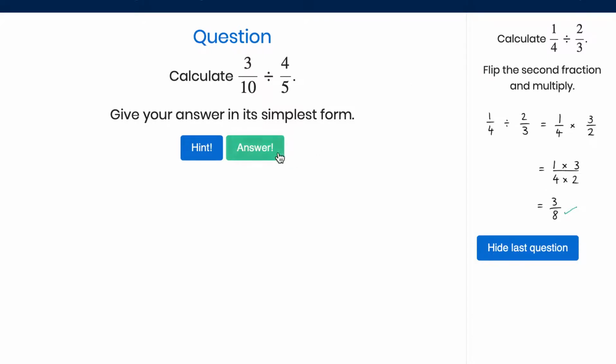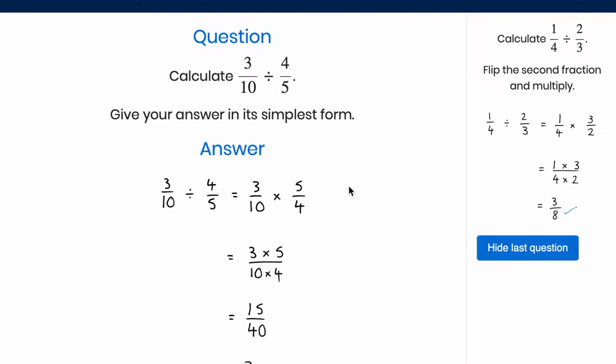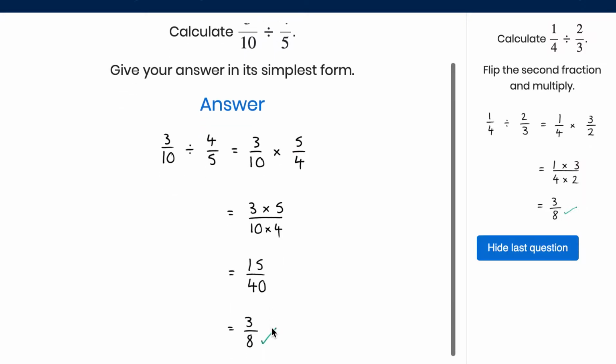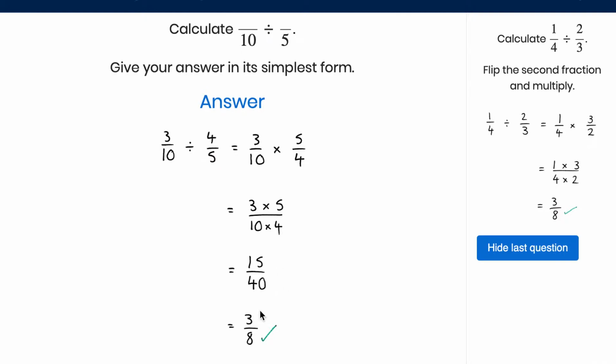Okay, so here is the answer. Again, we flip the second fraction and multiply. So 3/10 divided by 4/5 becomes 3/10 times 5/4, which is simply 3 times 5 over 10 times 4, and that comes to 15/40, because 3 times 5 is 15 and 10 times 4 is 40. Now we can actually simplify this. 5 goes into both 15 and 40, so if we divide the top and the bottom by 5, we get 3/8, because 15 divided by 5 is 3, and 40 divided by 5 is 8.